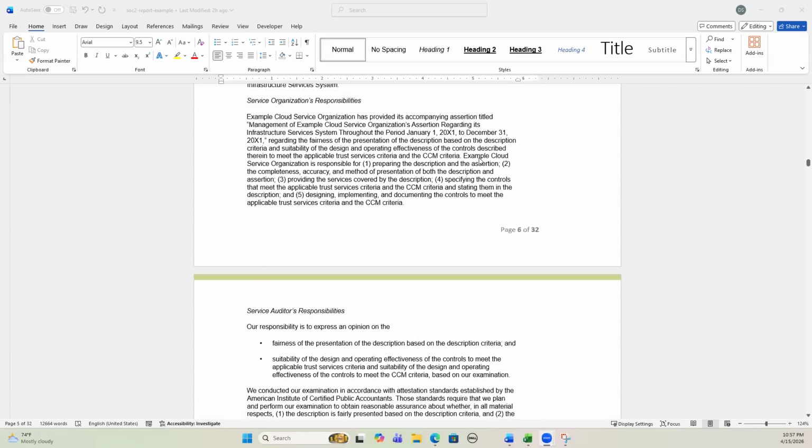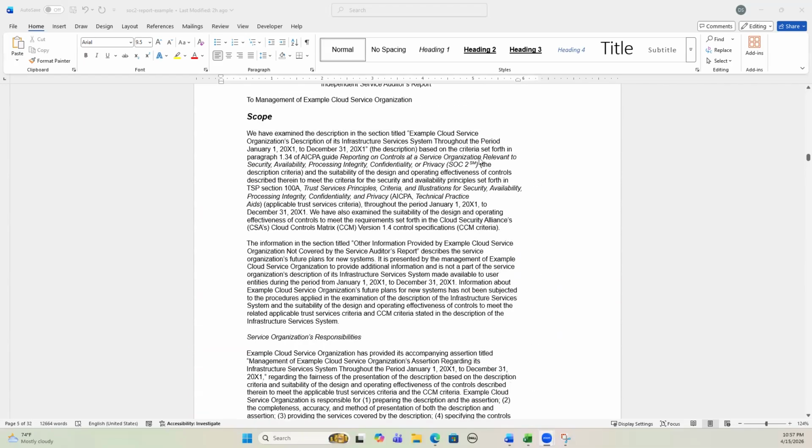So on page 6, you will see the scope language. The auditor is examining the description that the vendor prepared. The description the vendor wrote about themselves. This is not an independent investigation. This is a structured review of what the vendor chose to present.